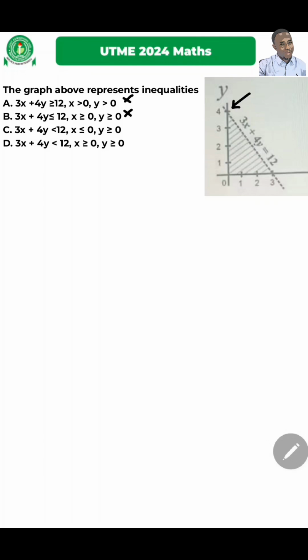Now, if you look carefully, the shaded part is the part to the left and below, which means we're going to be looking at less than, which also means option C or D could be correct because they are both less than signs. The next thing is we want to look at the y-axis and the x-axis. So the shaded part is to the right of the y-axis and above the x-axis, which means that it is going to be option D. X greater than or equal to 0, y greater than or equal to 0. So option D is the answer.